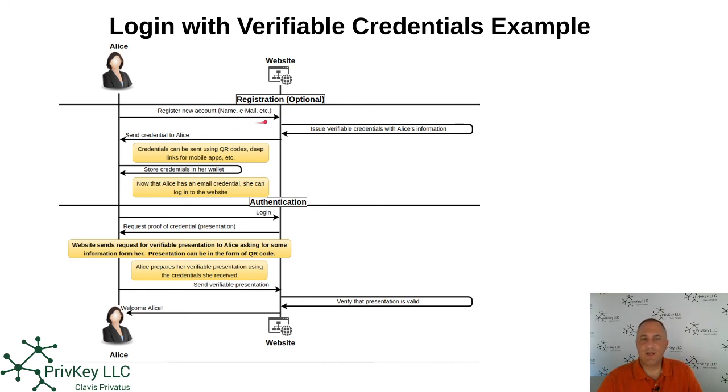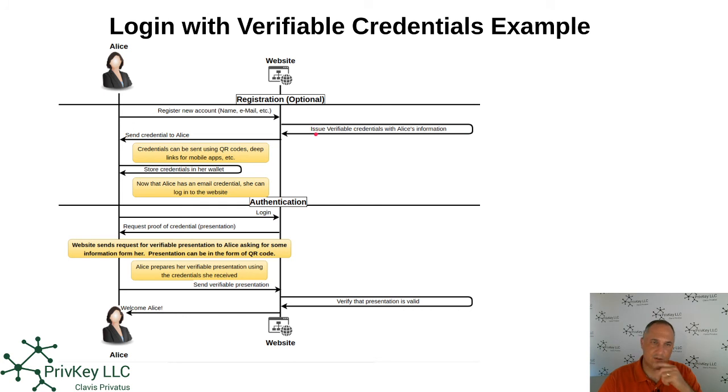And that registration basically gets input into the website. The website or the institution then says, "Okay, I'm going to issue a credential." So they become the issuer. They issue this verifiable credential that they have verified with Alice's information, and they put that in the blockchain. So that's the first step.